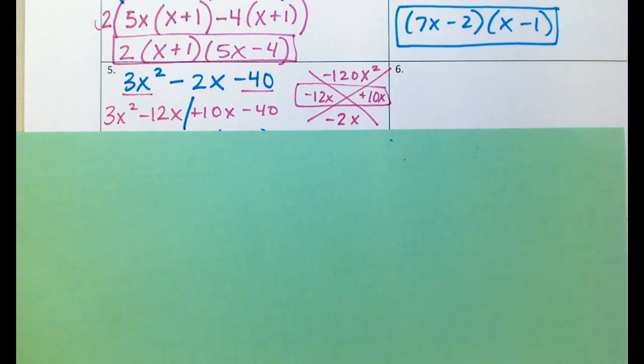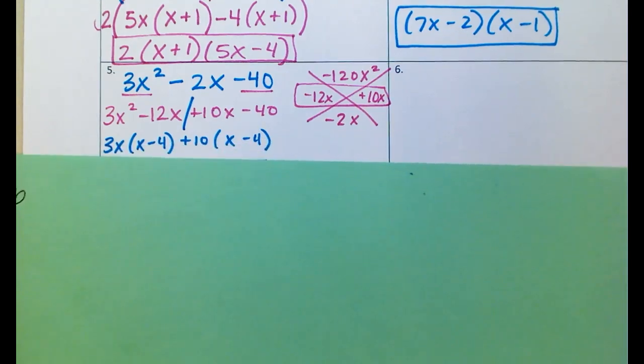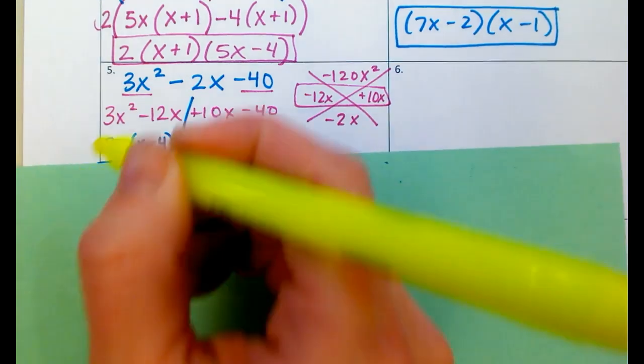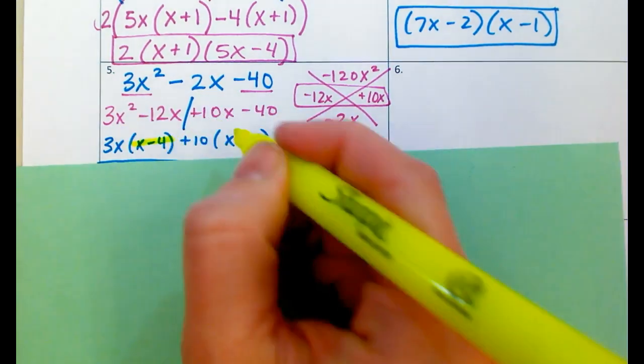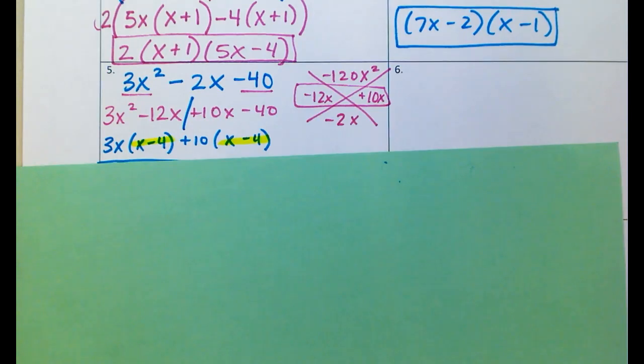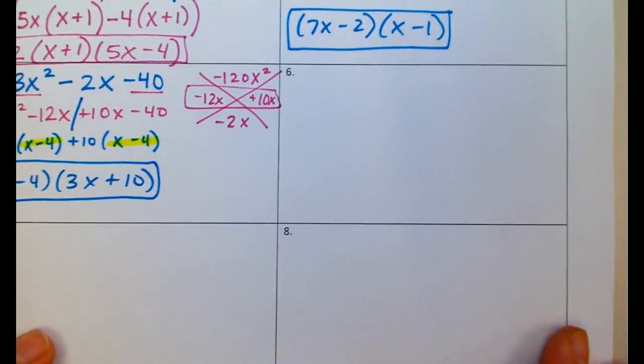Then I split my four-term polynomial in half and factored by grouping. Grouped out a 3x from the first two terms, leaving x minus 4, and then factored a positive 10 to get x minus 4. So my solution was x minus 4 times 3x plus 10. Okay, hopefully you're getting a little better at this method. Like I said, we have multiple methods to use for this. So, to our next one.